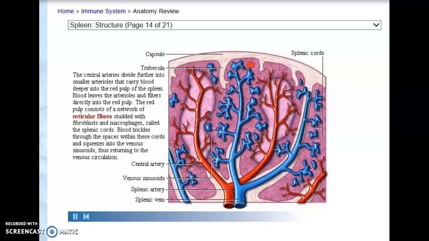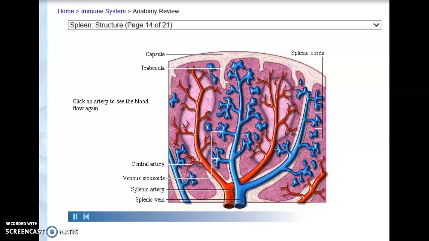The red pulp consists of a network of reticular fibers studded with fibroblasts and macrophages called the splenic cords. Blood trickles through the spaces within these cords and squeezes into the venous sinusoids, thus returning to the venous circulation. Click an artery to see the blood flow again. Click a vein to continue.